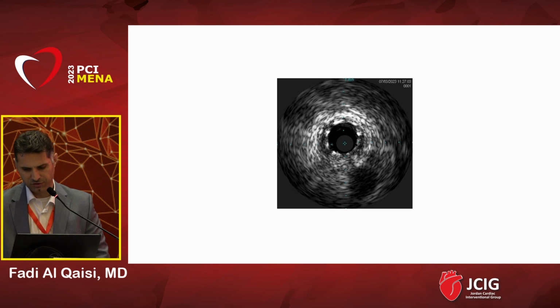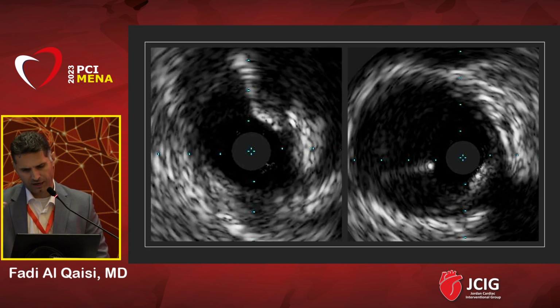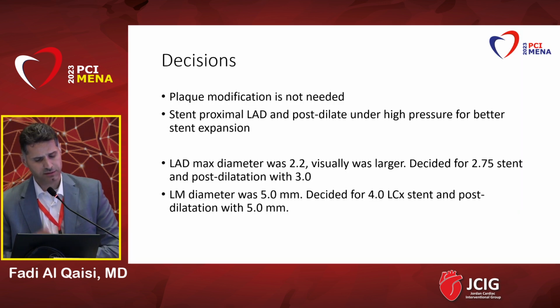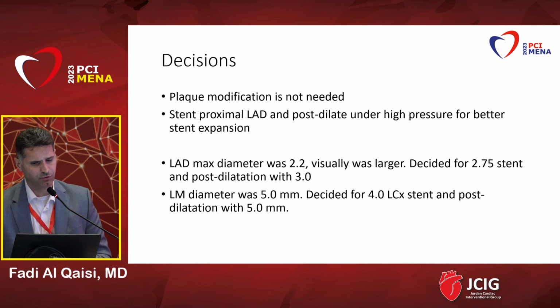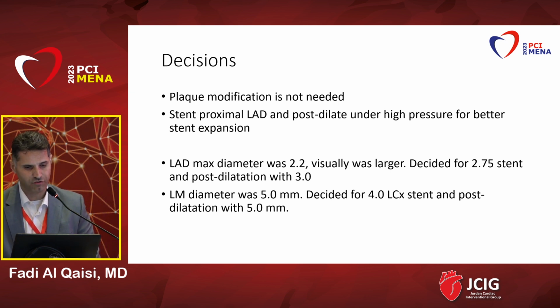There is some jumping of the circ when you are pulling back the IVUS. This is the left hand. It shows the ostial left circ. The right hand shows the left main. My conclusions from the IVUS were, number one, plaque modification is not needed for the ostial. I did not appreciate much calcium in the ostium that needed plaque modification.